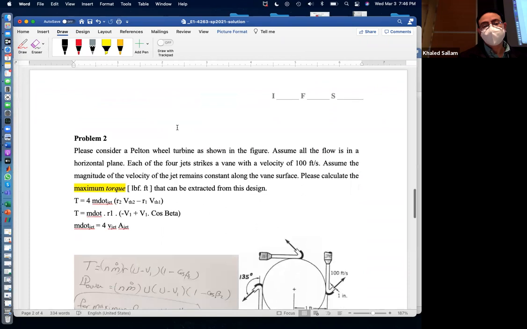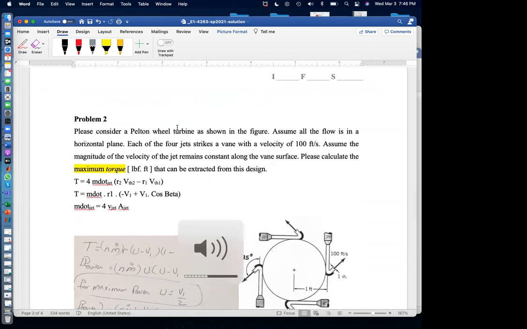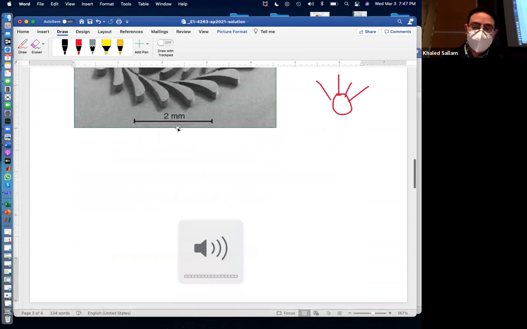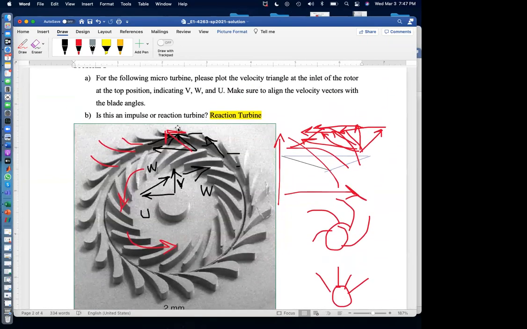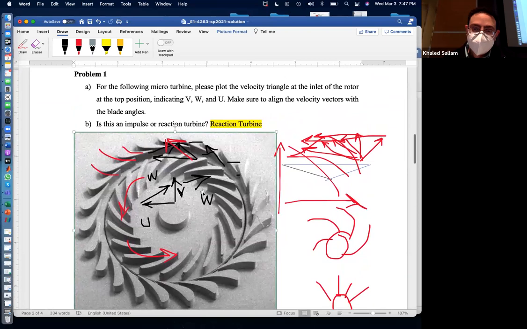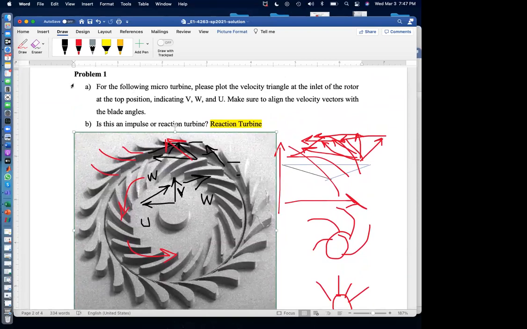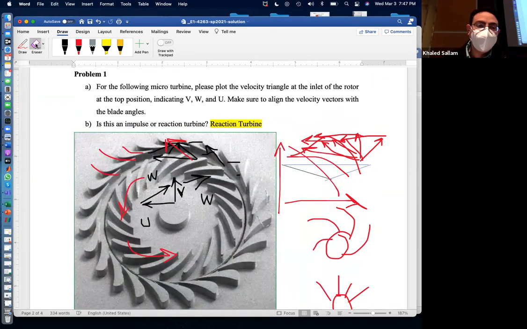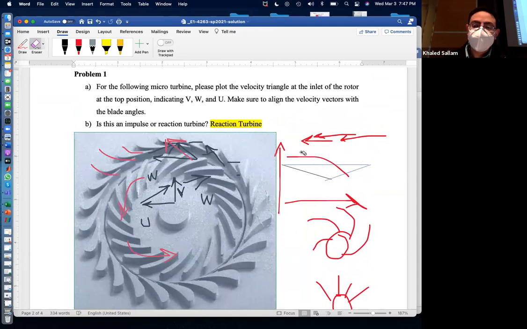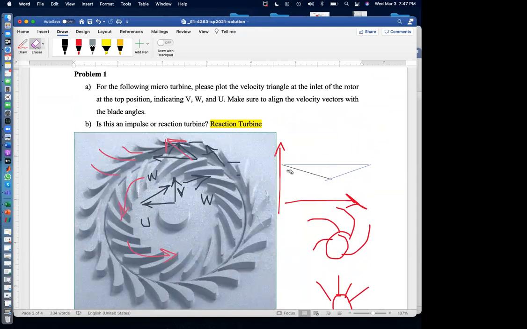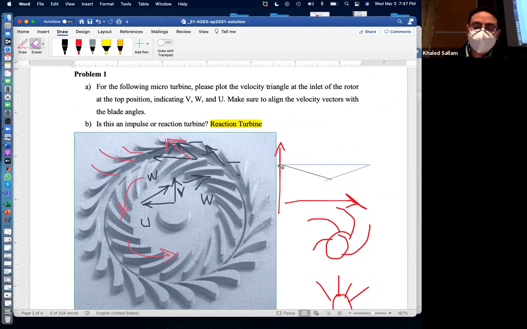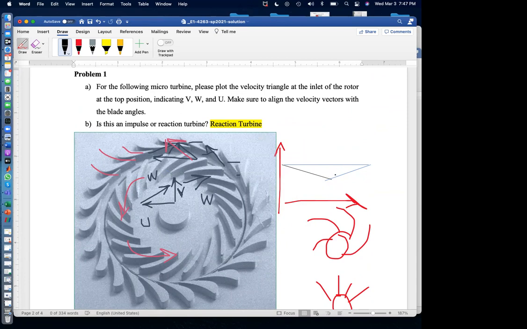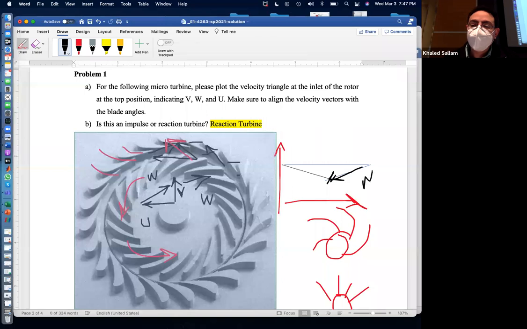Dr. Salam, I have a quick question. Yes, raise your voice. Can you please go to question number 1 for problem A? Yes. So the angle between that U and W. The angle between U and W. Yes. So this is U. So U has to be horizontal and W has to be going down like this, right? No, W. Sorry. Yes, this is W over here, and this is U.